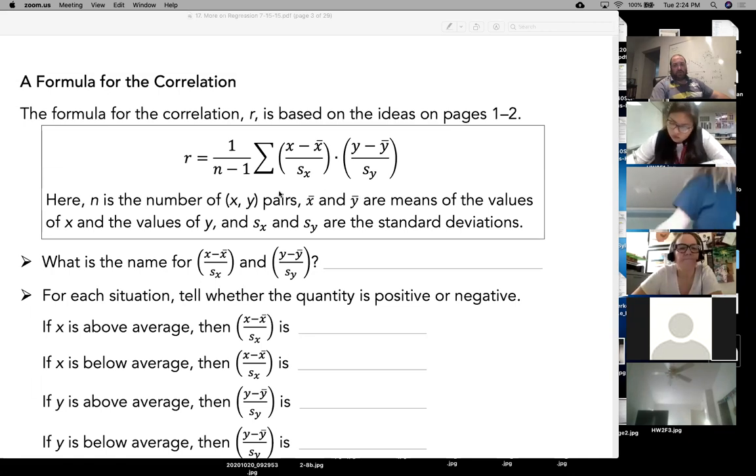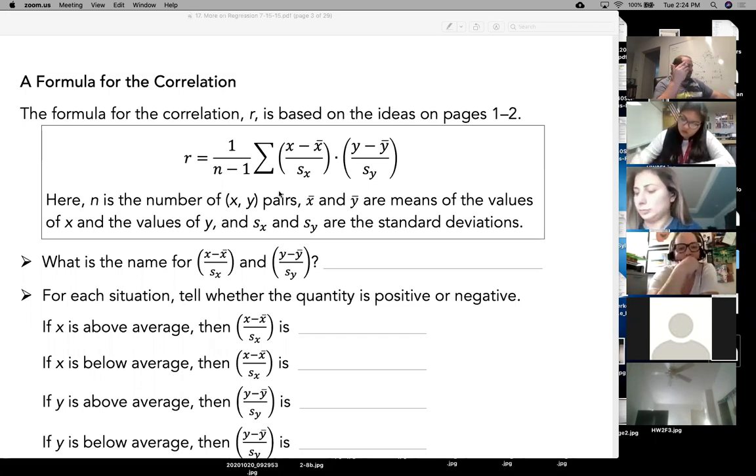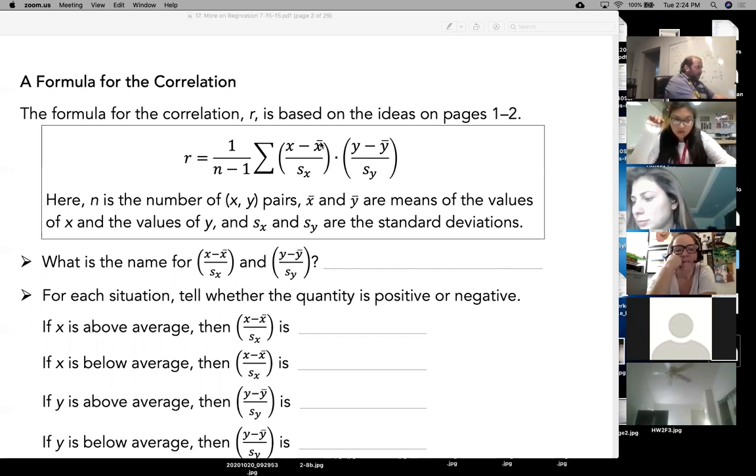Okay. So here's the formula for correlation. Now it's a complicated looking formula, but as you know, one thing about math is that things that look complicated are not always as complicated as you think they are. So what we're going to do here is break it down. First, what is X bar? The average of the X's. And what is Y bar? The average of the Y's. Okay, we know what those are.